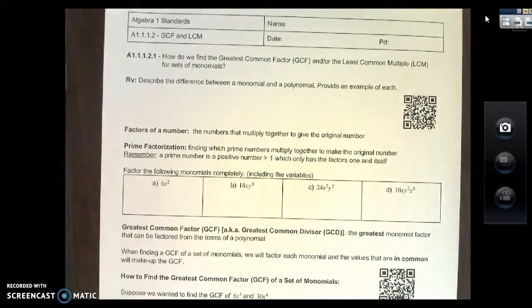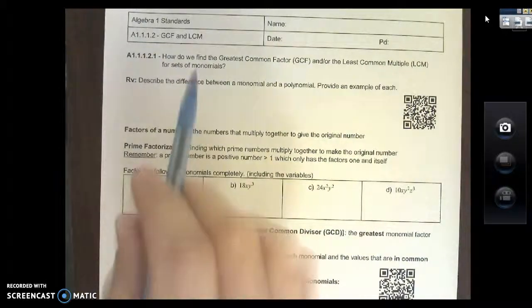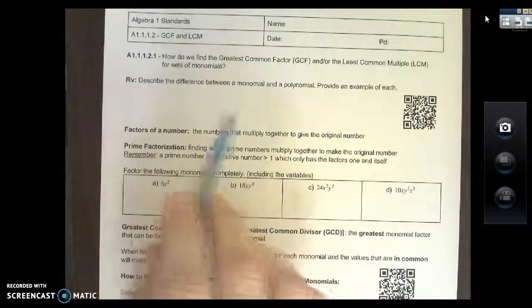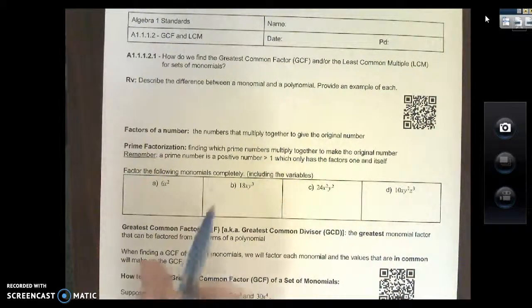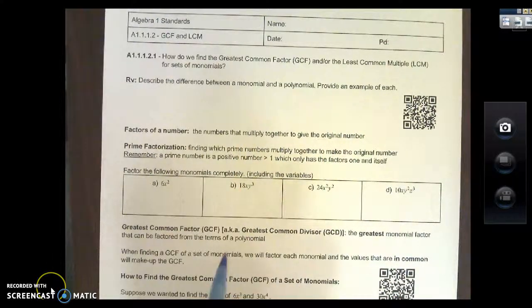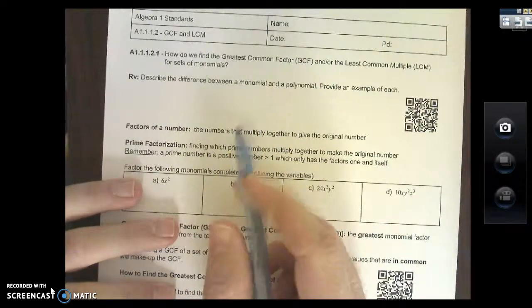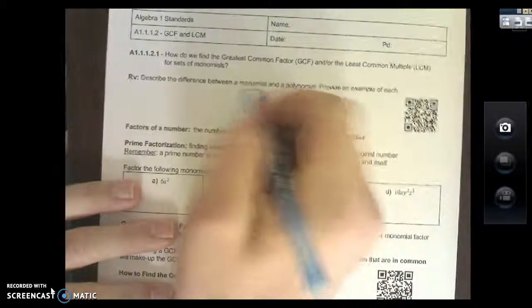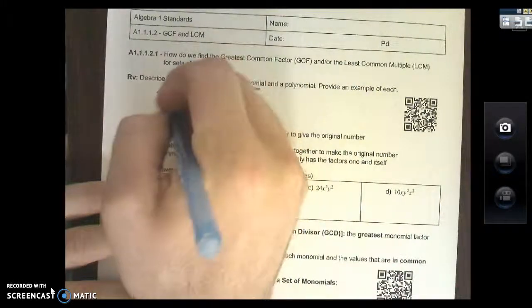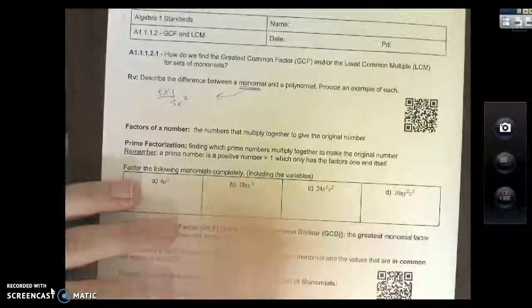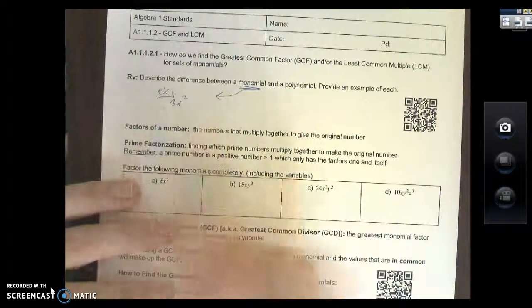Okay. Describe GCF and LCM. First little part up here, and I'm going to jump around a little bit, but we'll start off here. Describe the difference between a monomial and a polynomial. Provide an example of each. Okay, a monomial is when you're talking about an algebraic expression consisting of one term. So a monomial, here's a quick example over here to the side, would be something like 3x squared, just one term. Okay, there we go, 3x squared, boom, done.